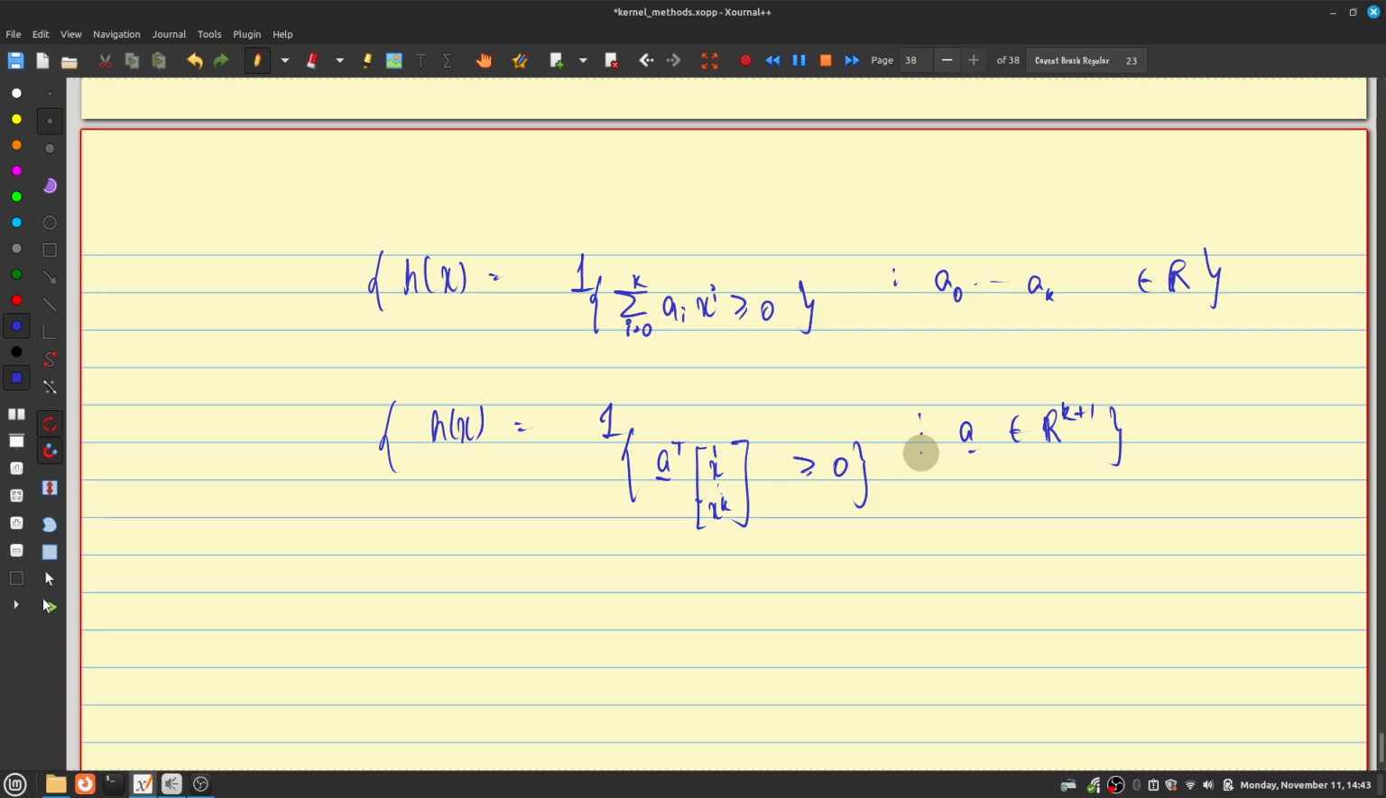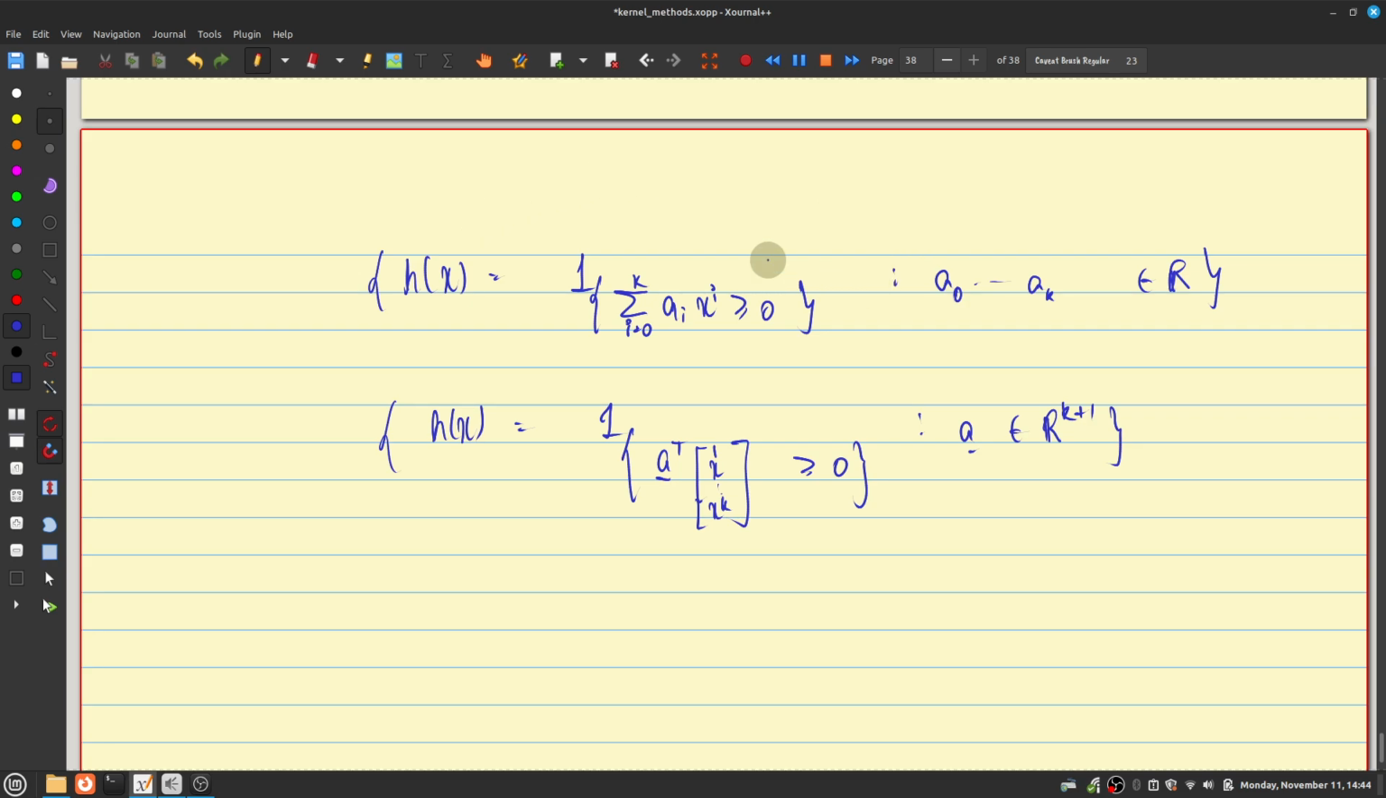Right? So you can view this as embedding x in a higher dimensional feature space, a k plus 1 dimensional feature space, and then training a linear classifier. It's a specific instance, but at least we're confident that we can train a polynomial classifier just using the ideas of linear classification. I can use the soft SVM algorithm to train a polynomial classifier.